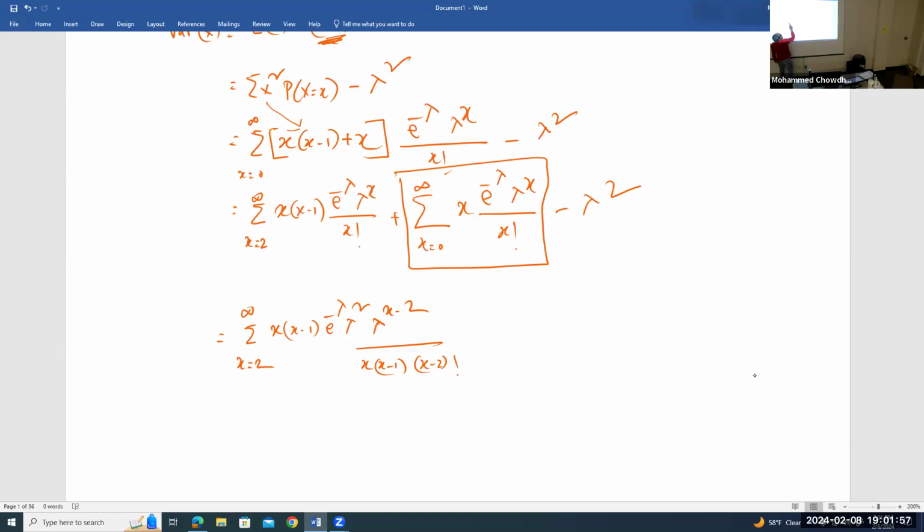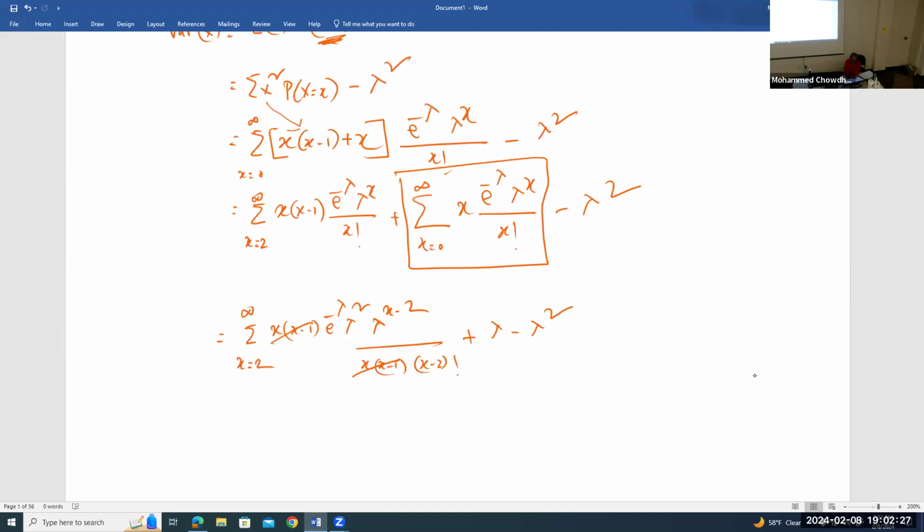This lambda to the power x can be written that way. Now this and that cancelled out. This is equal to lambda square. Tell me, it is always infinity. Why did I write 2 to infinity? Who can explain?